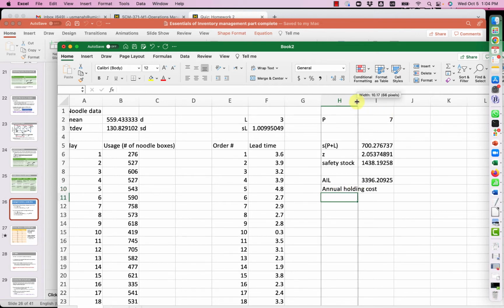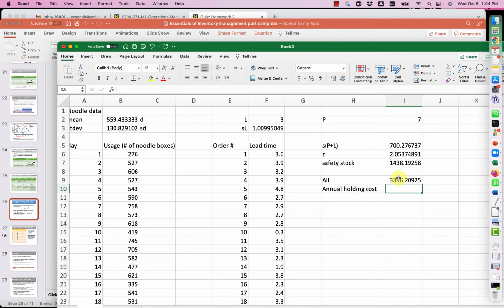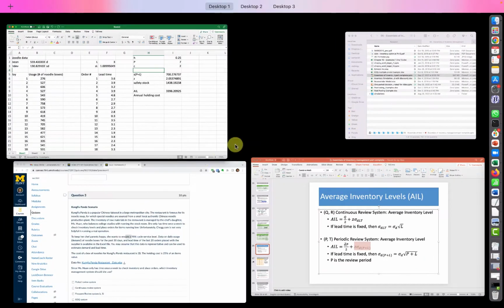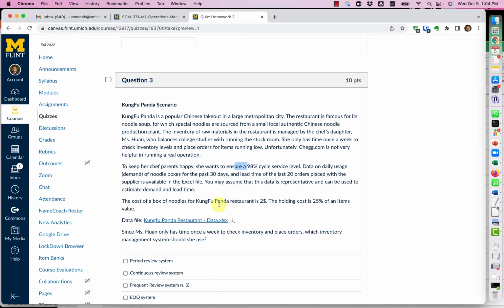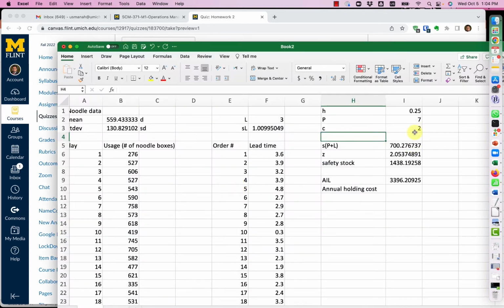To calculate annual holding cost, that's really easy once you have AIL. We need some other parameters. We need the holding cost H, which is 25%, and the cost of each item, which is $2. This is all given in the question. A box of noodles costs $2; that's C, the cost of an item. Holding cost is 25% of the item's value. So annual holding cost will just be H times C, which gives you the annual holding cost of one box of noodles.